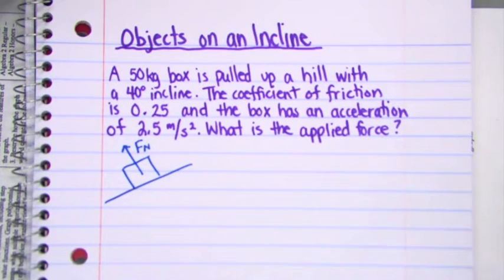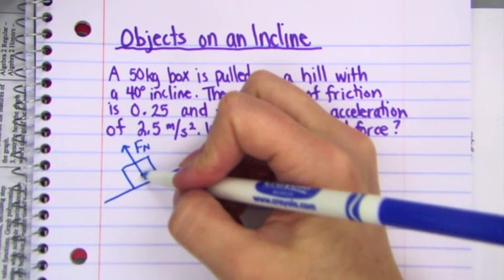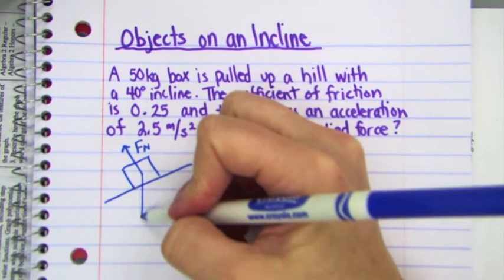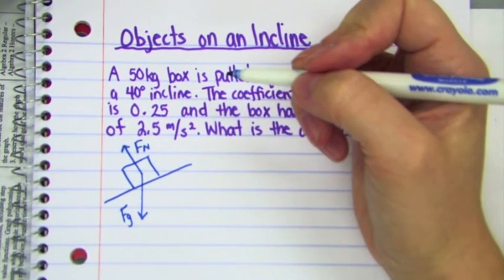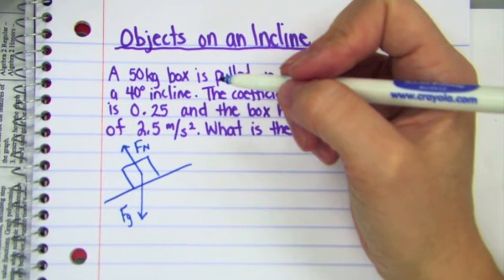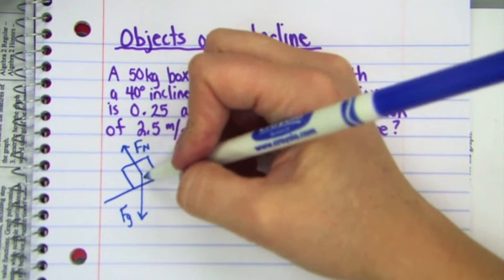Since the object is on a surface, it has the normal force. We know that all objects near the surface of the Earth also have the force of gravity. The force of gravity is not in the x or y plane, so we need to break it up into its horizontal and vertical components.